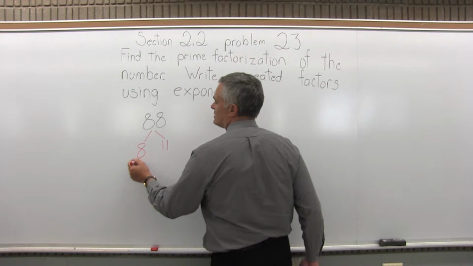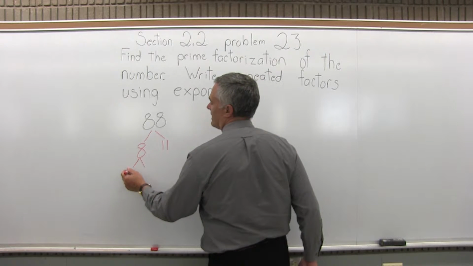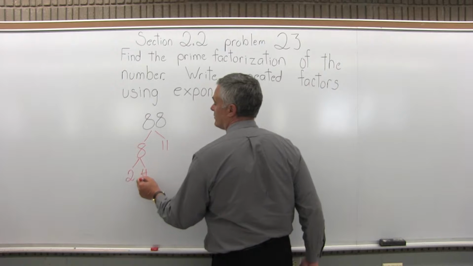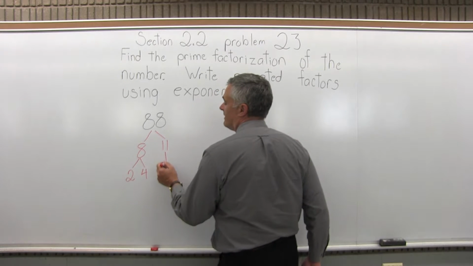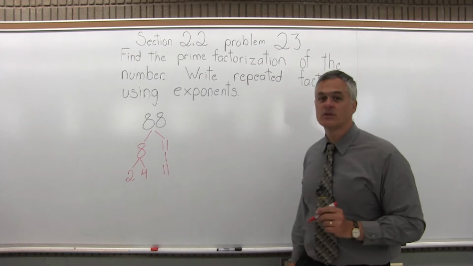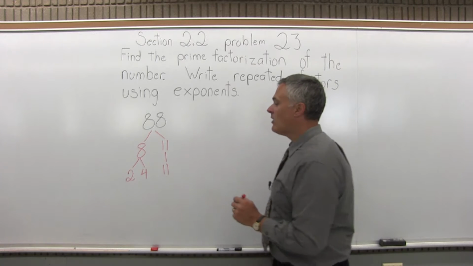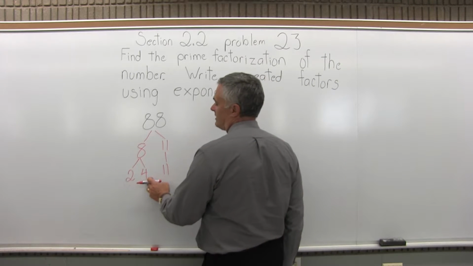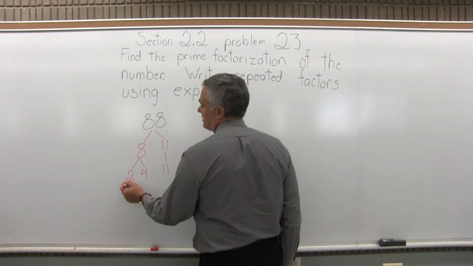So now the 8 can split a little bit further into 2 times 4. 2 times 4 multiplies to make an 8. The 11 is prime, so it'll just come straight down without splitting. Now, the 4 in the middle is not prime, so let me split that.